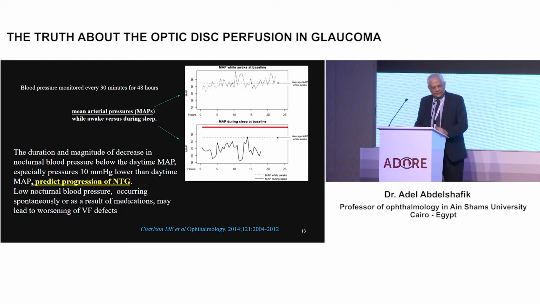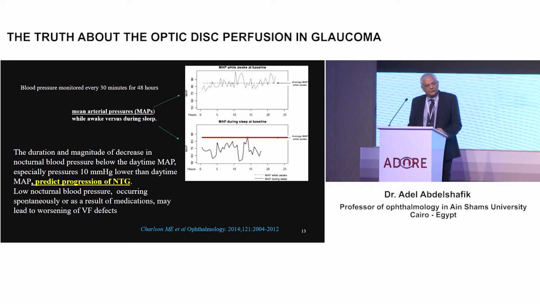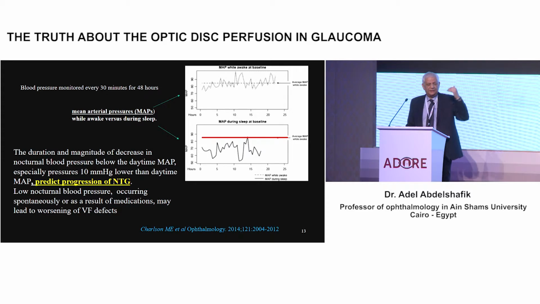In this study in 2014, it was done by measuring the pressure every 30 minutes over 2 days. And they made a curve for the systolic arterial blood pressure and the diastolic arterial pressure, and they made a mean for the arterial IOP. And they found that if the hypotension that occurred by night drops by more than 10 mmHg compared to the daily average arterial pressure, then these persons will show progression, especially in normal tension glaucoma.